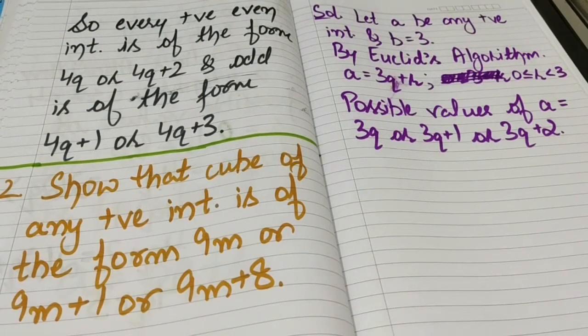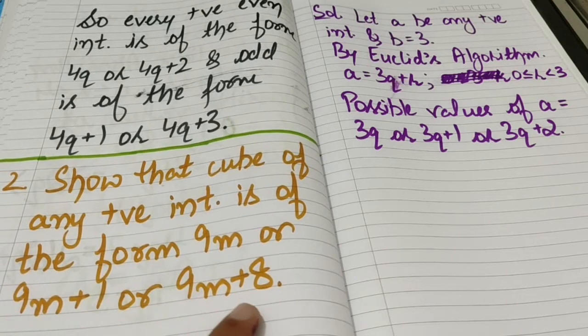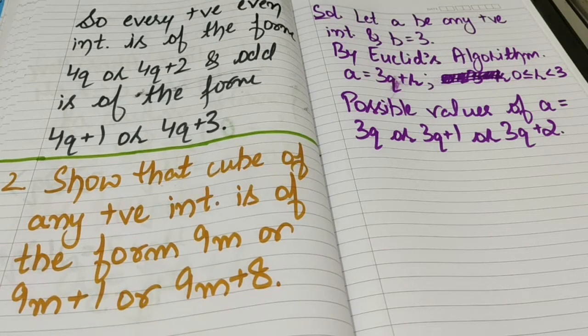But the question is, we have to show that the cube of any positive integer is of the form 9m or 9m plus 1 or 9m plus 8. As we have considered the positive integer as a, we have to show that the cube of a is of the form 9m or 9m plus 1 or 9m plus 8. Now we have three values of a. They are 3q, 3q plus 1, or 3q plus 2. So one by one we will take their cubes.